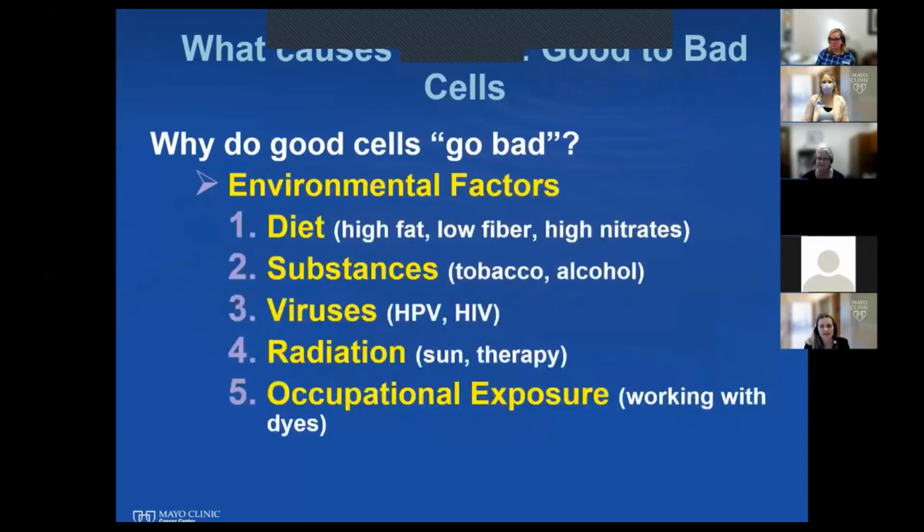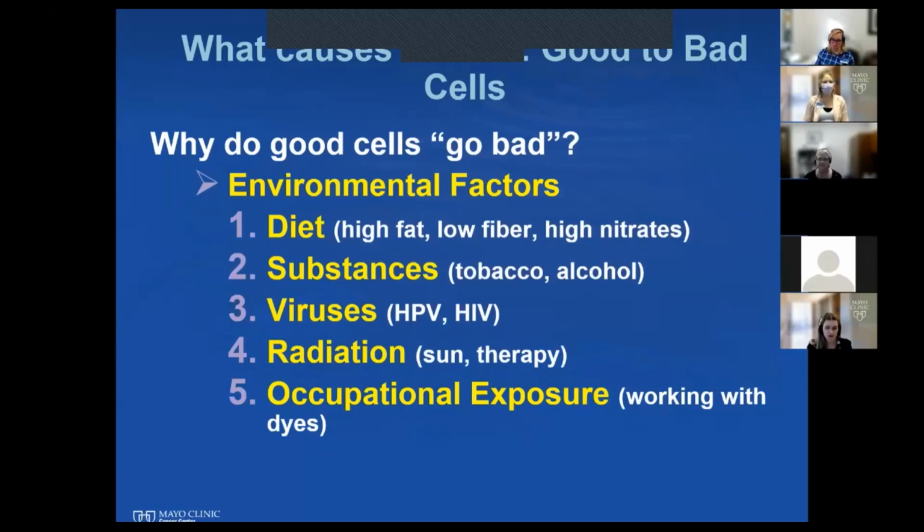Thanks, Janine. So as Janine covered the internal factors, I'm going to cover the environmental factors. So we know from research that there are a few things that may contribute to developing cancer. Some of those are environmental factors, which include diet. For instance, if we intake too much fat in our diet, too little fiber, or high amounts of nitrates from processed foods, these all may impact our cells.